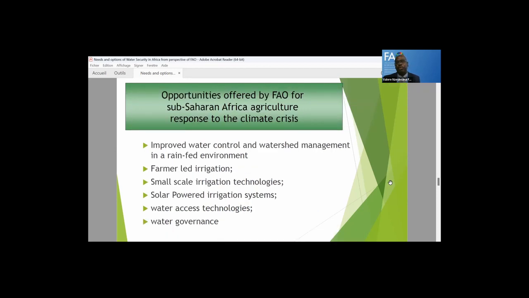Opportunities offered by FAO. FAO is working in terms of agricultural water development. We are supporting governments to improve water control and watershed management, and to develop farmer-ready small-scale irrigation technologies. Solar-powered irrigation is now a very big trend in small-scale irrigation. But we have also developed water access technologies and water governance tools. Next, please.